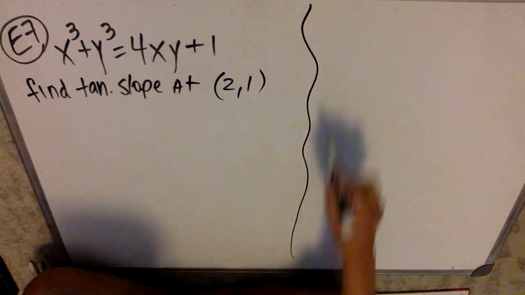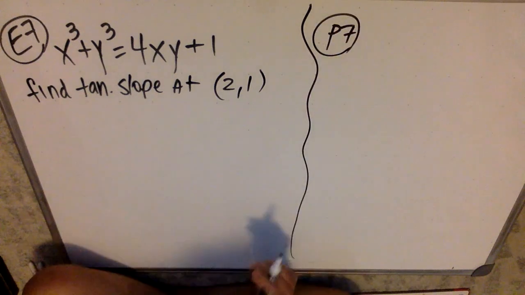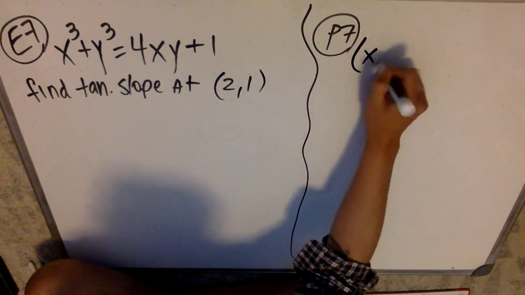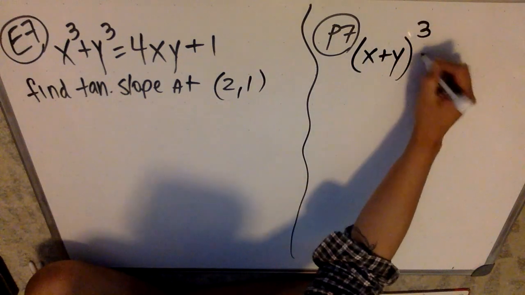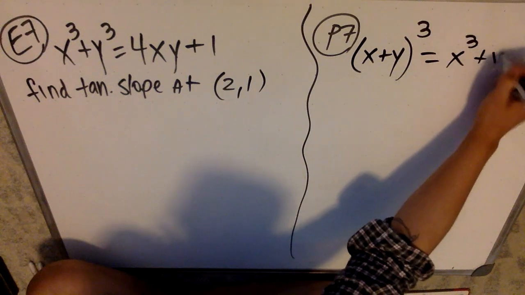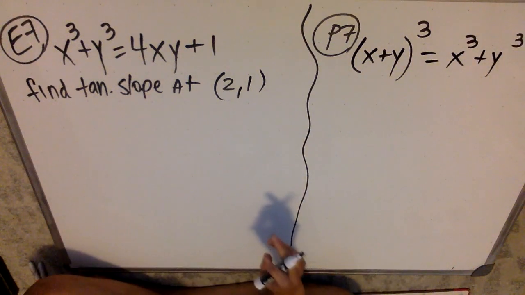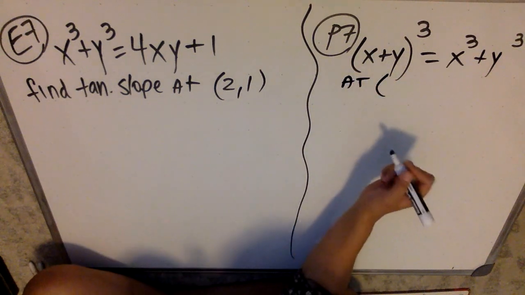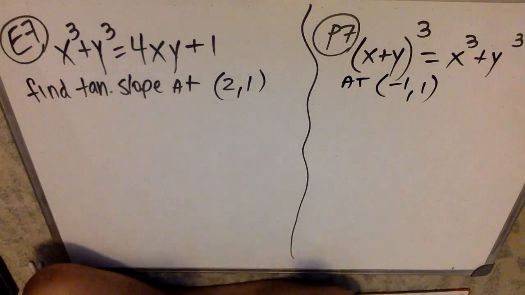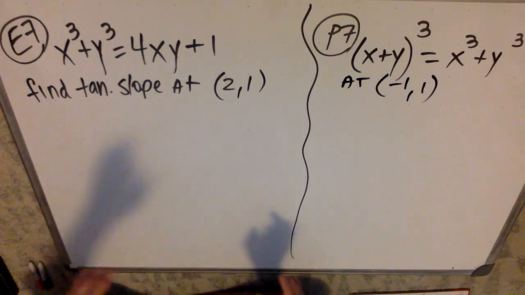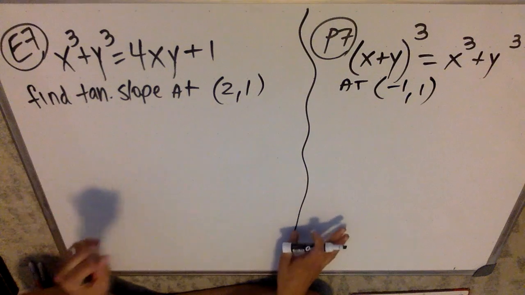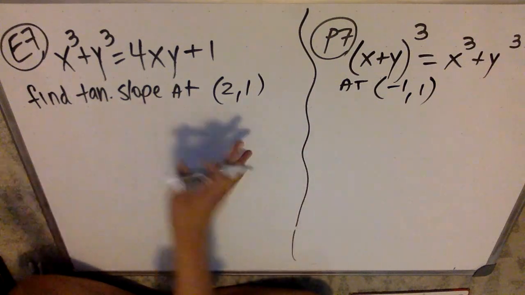We're going to do the same thing in P7. Let me give you another function. Let's do x plus y quantity cubed equals x cubed plus y cubed. And let's do at -1, 1. Okay, so we're going to walk through E7 together, and then you will walk through P7. All right, so same instructions.